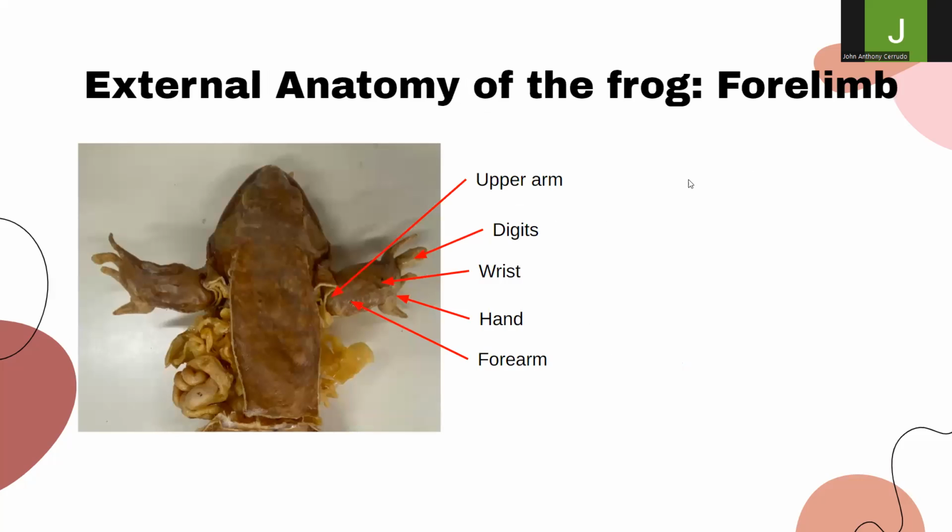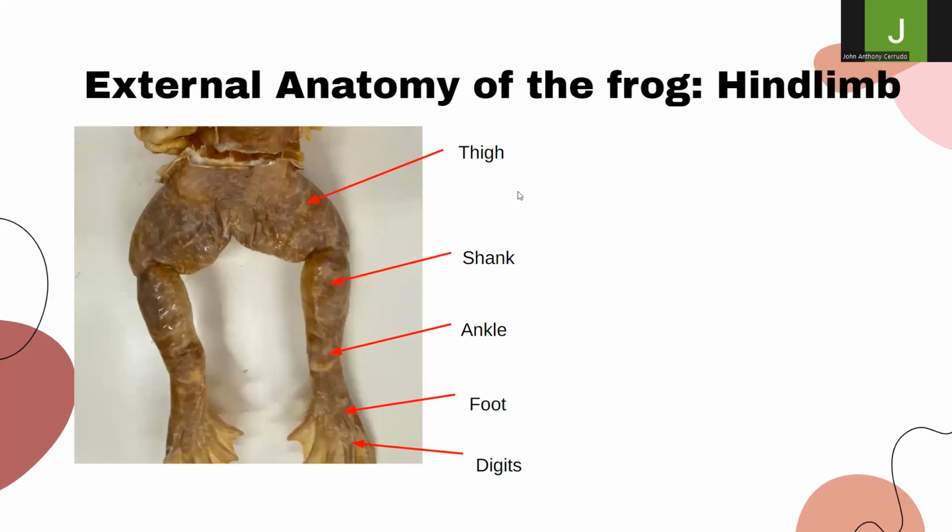The next part would be the parts of the forelimbs, in which we can observe the upper arm, the forearm, the hand, the wrist, and the digits. We can also see the parts of the hind limb, which is the thigh, the shank, the ankle, the foot, and the digits.